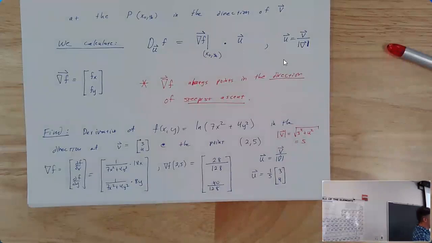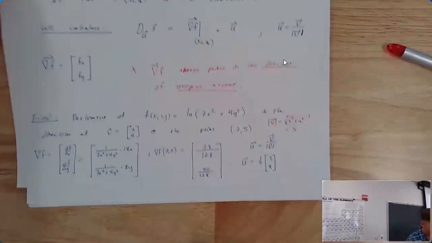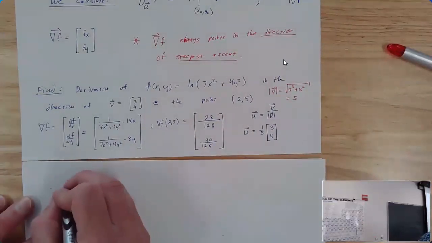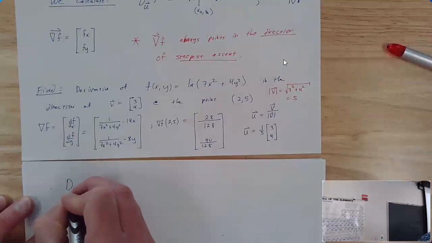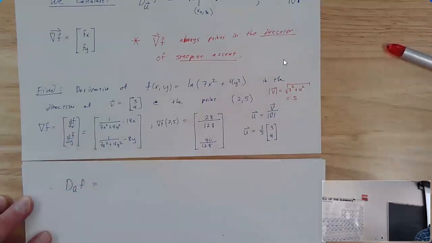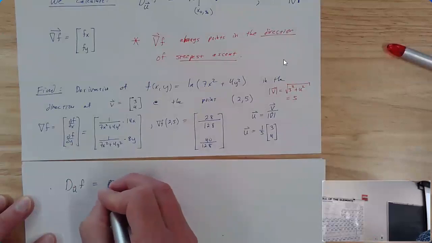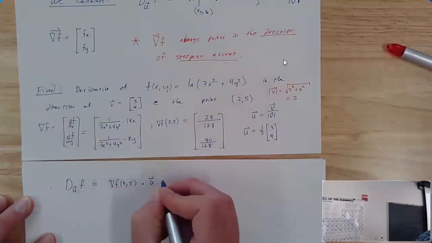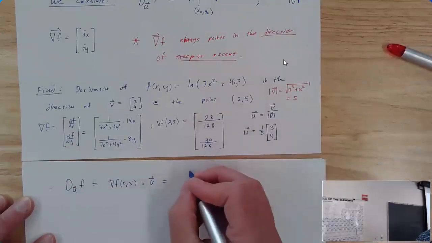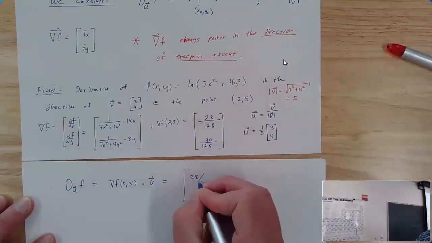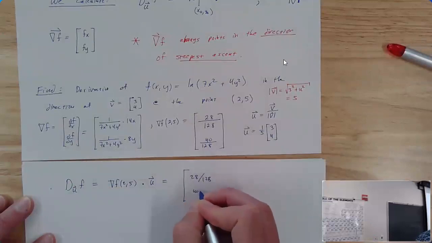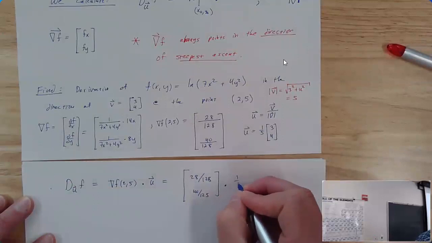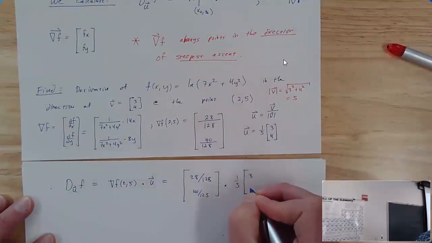And of course, I've done all the work, but not left myself enough room to actually write the answer. So I'm going to go to another page of paper here. And we'll get that our directional derivative, which we typically write like this, is equal to our gradient at 2, 5 dotted with our vector u, which is going to equal 28 over 128, 40 over 128, dotted with 1/5 times 3, 4.